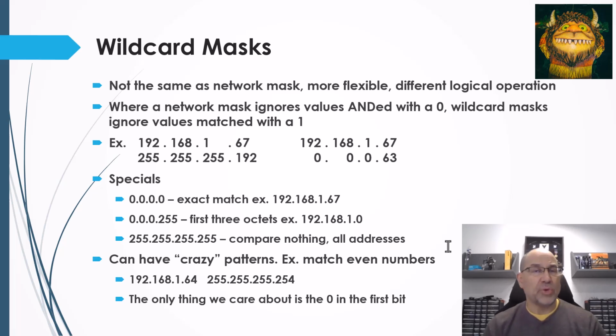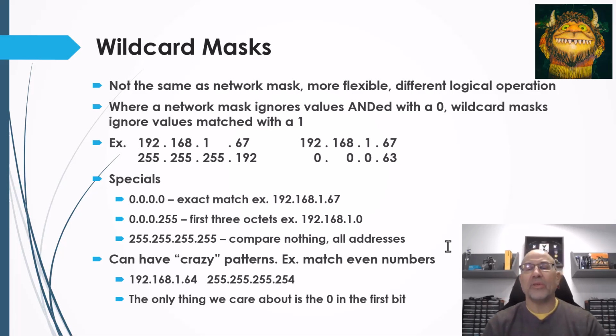Now you saw when I was doing networks, you can break them easily across A, B, and C classes. So a class A wildcard mask would be 0.255.255.255. Class B would be 0.0.255.255, and so on. Now I mentioned you can have some crazy patterns, right?